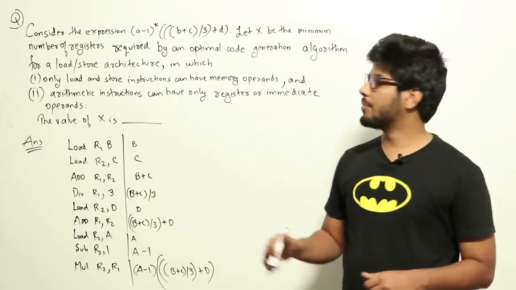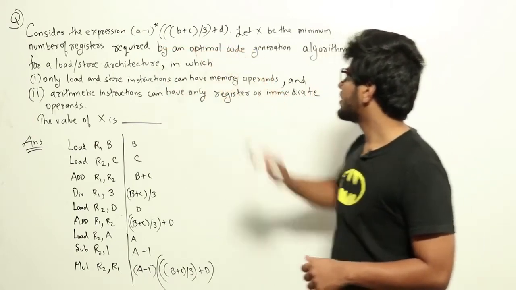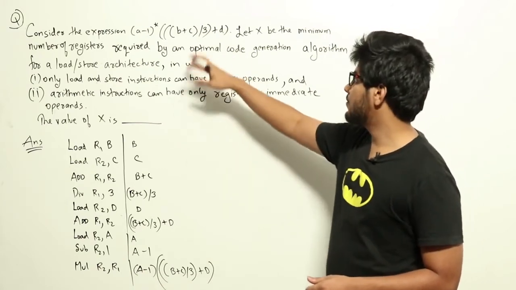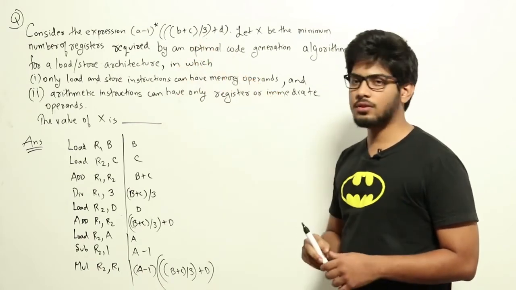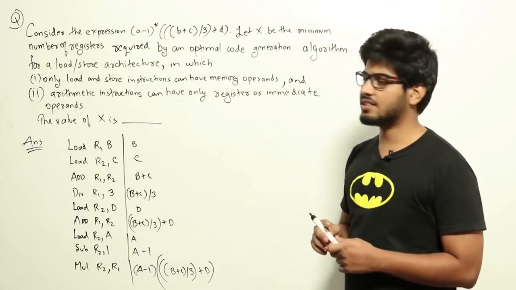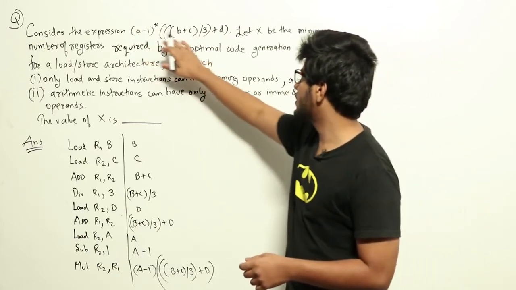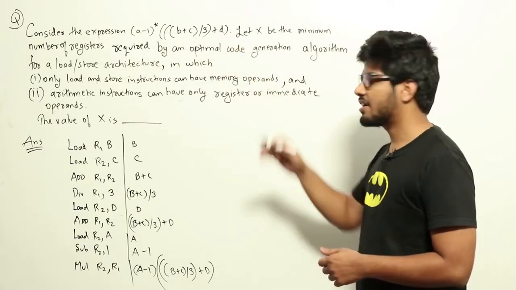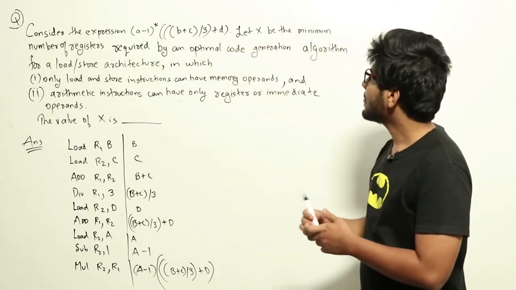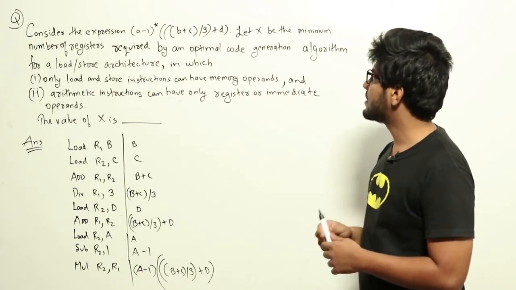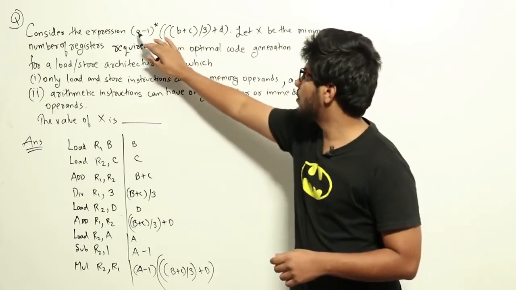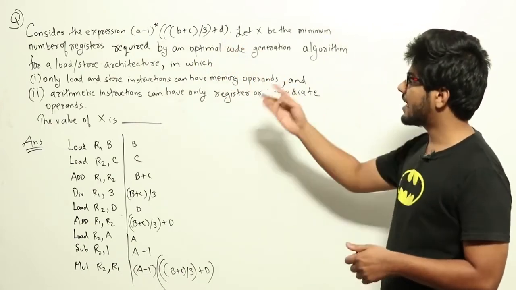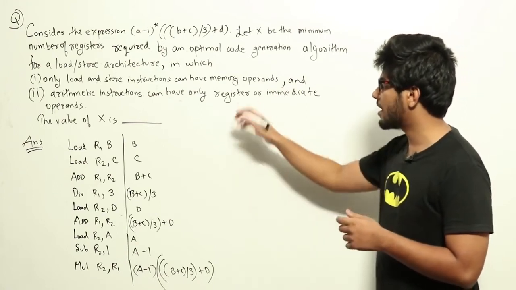So in the question we have been given this particular expression. Now we need to find out the minimum number of registers needed when we convert it to intermediate code. So it's a question from the intermediate code generation section. We need to convert this long expression into intermediate code, three address codes, and then find out the minimum number of registers needed. First of all, we need to load A, B, C and D, and then perform the operation. So actually the answer to this is 2. I will show you how we can do that.